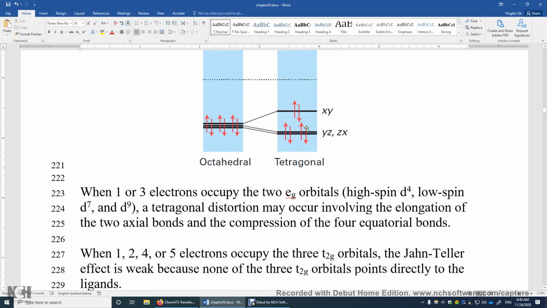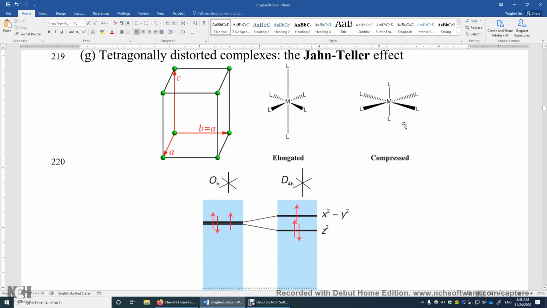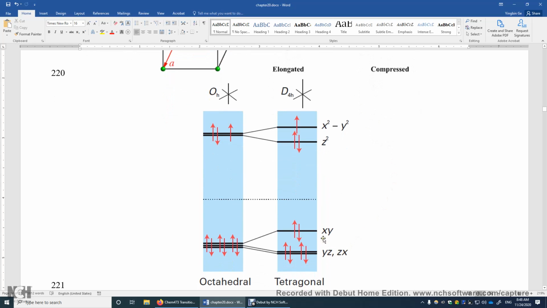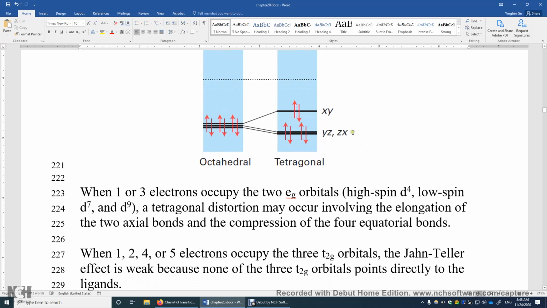What about low spin? In the low spin case, you have 4 electrons here. So you have 1, 2, 3, 4. You put the 4th electron in the dxy orbital. You're going to see a compressed structure. You're going to have dxy lower than dyz and dzx. You will have this dyz and dzx doubly degenerate due to the symmetry of this tetragonal point group.